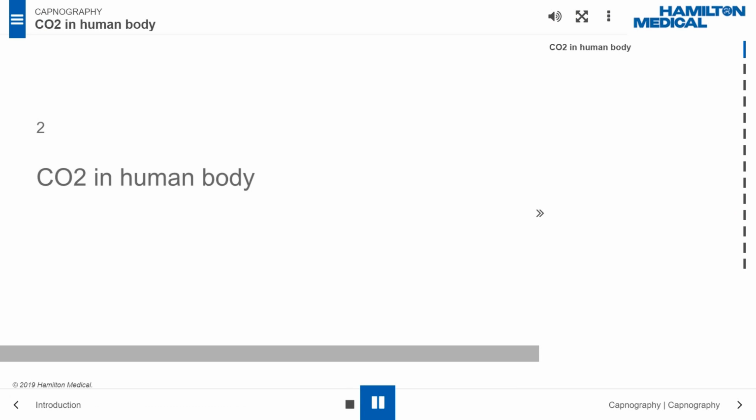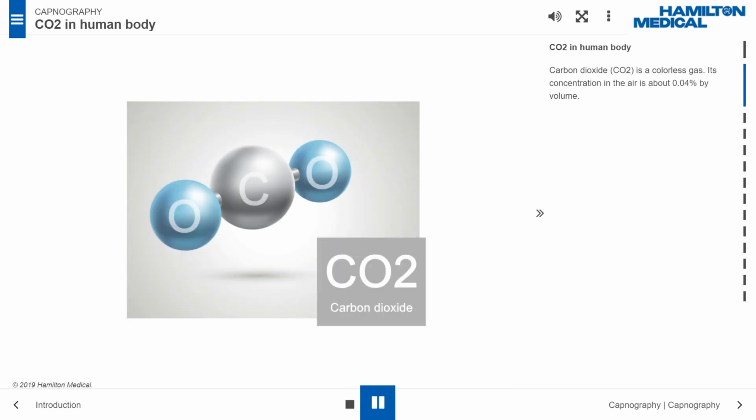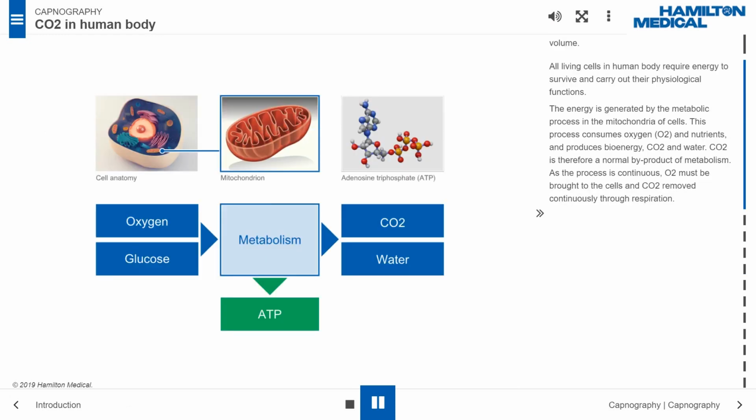CO2 in the human body. Carbon dioxide, CO2, is a colorless gas. Its concentration in the air is about 0.04% by volume. All living cells in a human body require energy to survive and carry out their physiological functions. The energy is generated by the metabolic process in the mitochondria of cells. This process consumes oxygen, O2, and nutrients, and produces bioenergy, CO2 and water. CO2 is therefore a normal byproduct of metabolism.